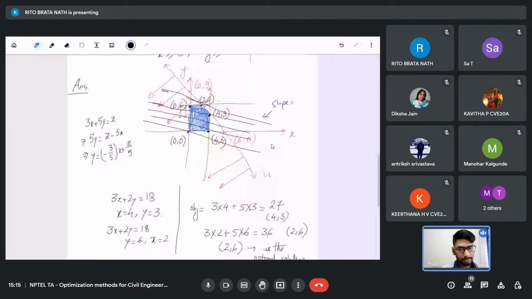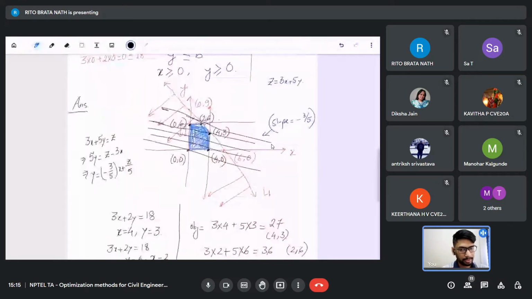And all these lines intersect the y-axis at some point, say 0 comma a. So when you put 0 comma a in this z value, z equals 3 into 0 plus 5 into a, that's 5a. 5a will be maximized when a is maximized as well. So whichever straight line you get with the maximum intercept on the y-axis, for that corner point your solution will be optimal. So that's the idea behind it.